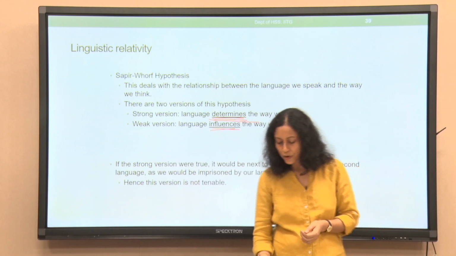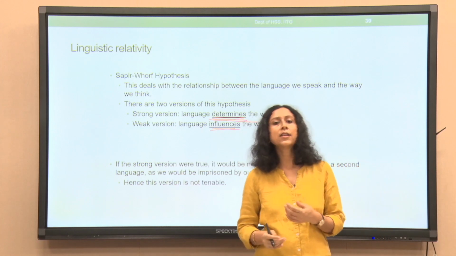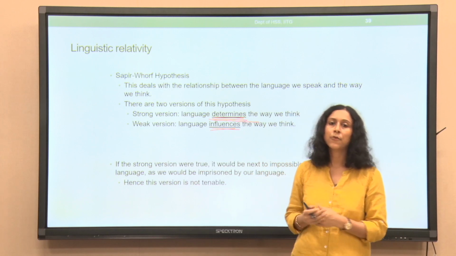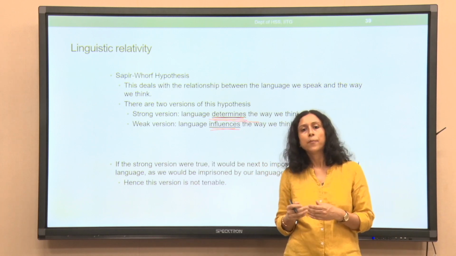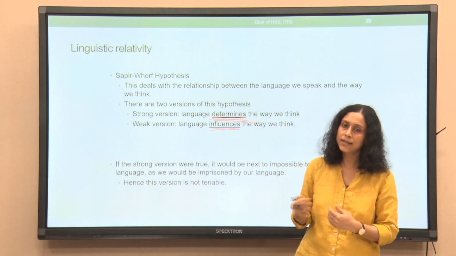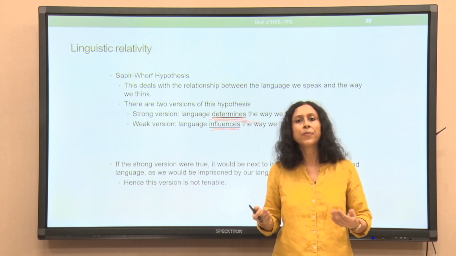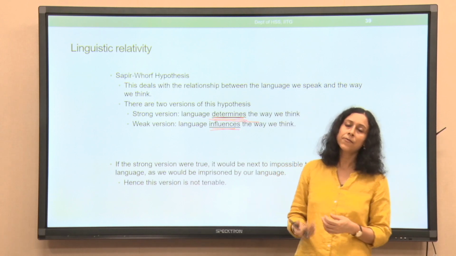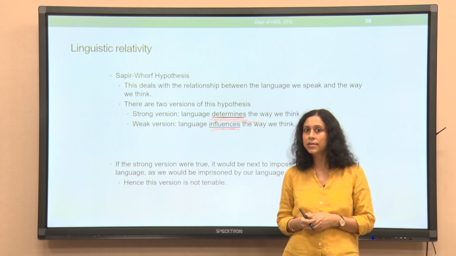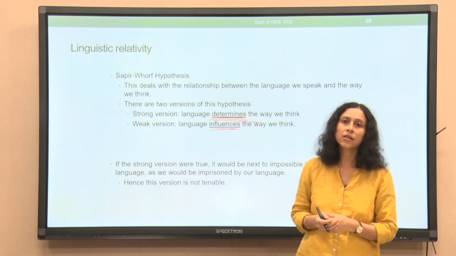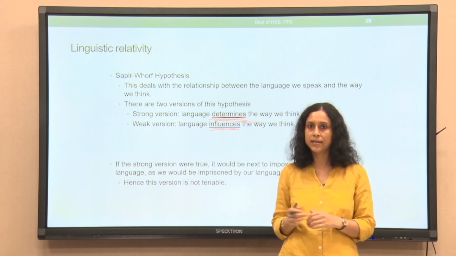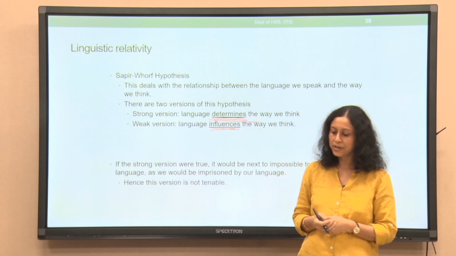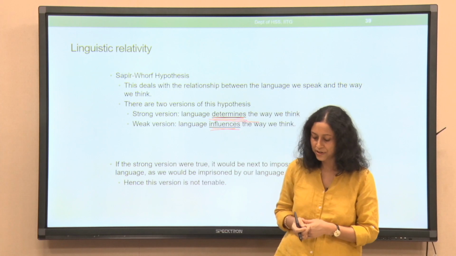see that if the strong version were true, it would be next to impossible to learn a new second language that has a different way of looking at the world. For example, a Dani speaker would not be able to learn English and English color terms if the strong Sapir-Whorf hypothesis were true, because his color cognition has already been determined by the words that his language offers, which is only a two-way differentiation.